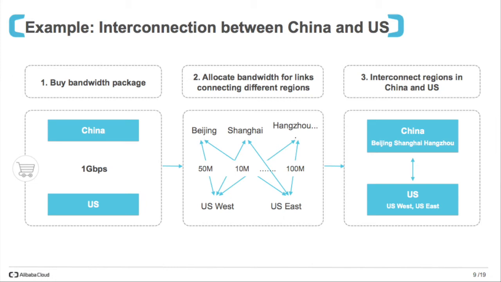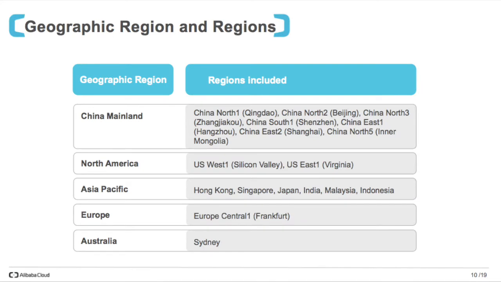Just now, I mentioned the geography area and the regions. Here, I need to explain the relationship between the geography area and the region. In Ali Cloud, there are 18 regions allocated in the world, and in CEN, the regions are classified into geography areas. For example, China mainland geography includes Beijing, Shanghai, Hangzhou, Inner Mongolia, etc.